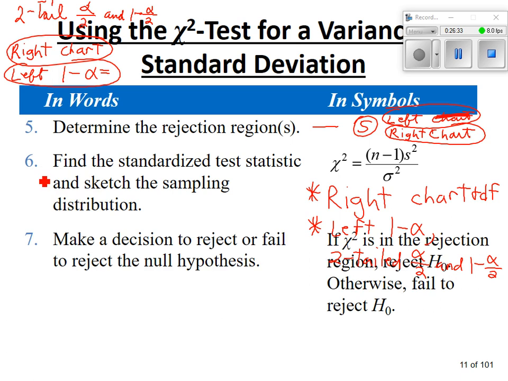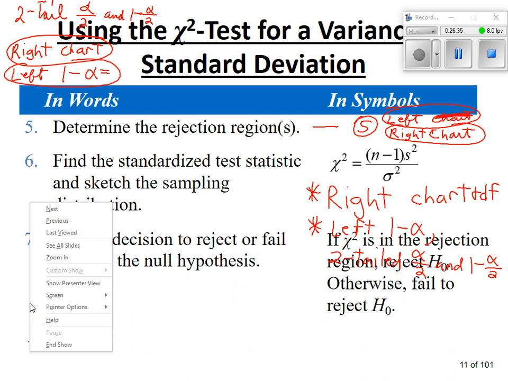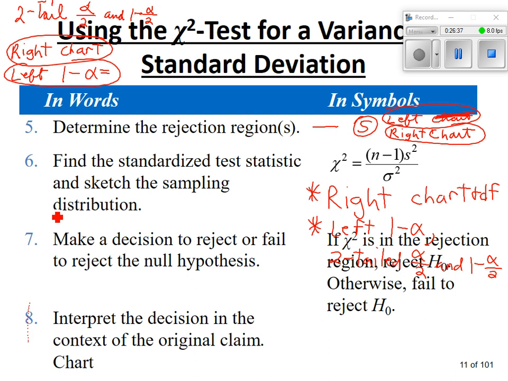Number 7, make a decision whether to reject or fail to reject, and then number 8, of course, is interpret the decision. So that's probably the hardest one, but it's not really hard, especially it wouldn't be hard if I could remember how to do it and didn't confuse everything so bad.